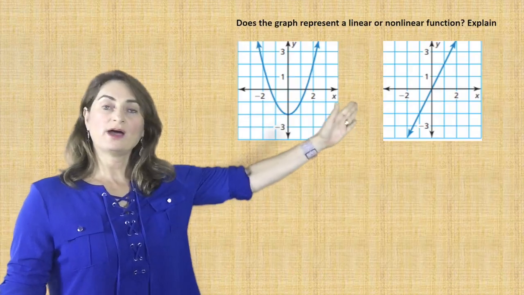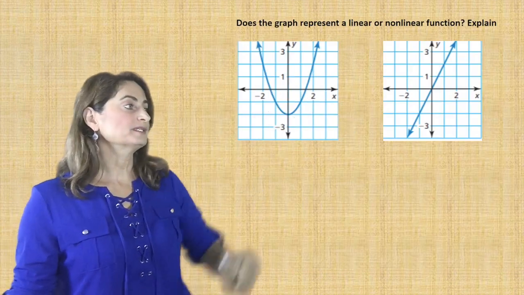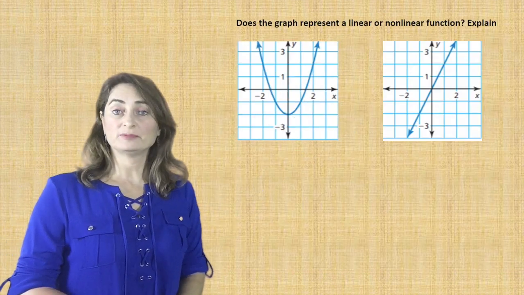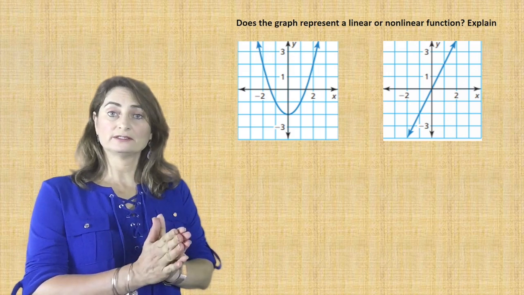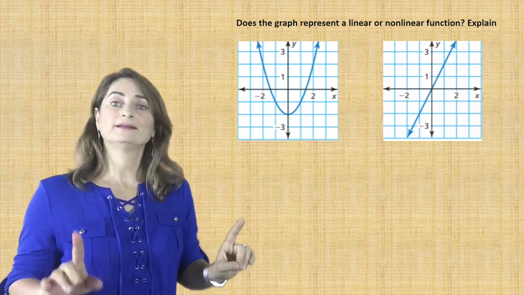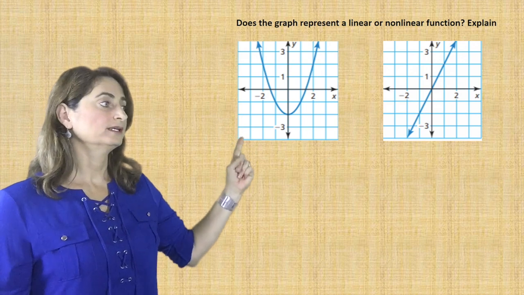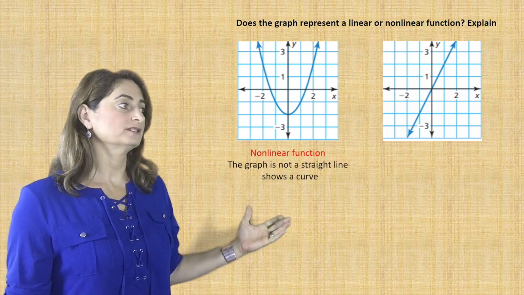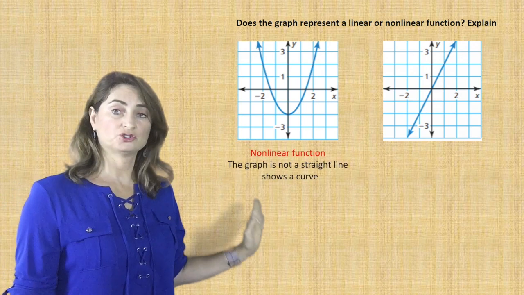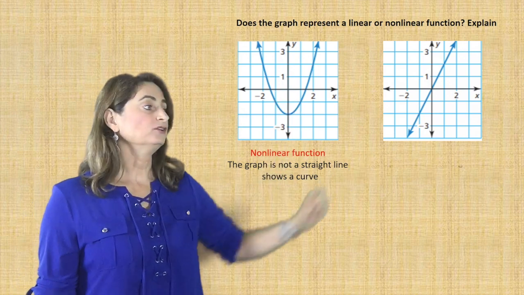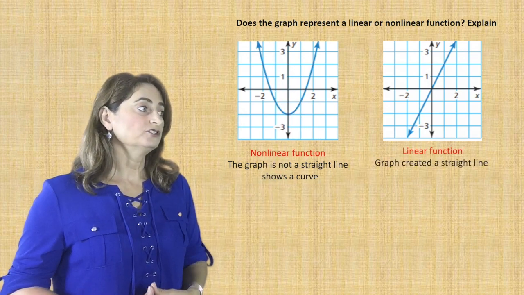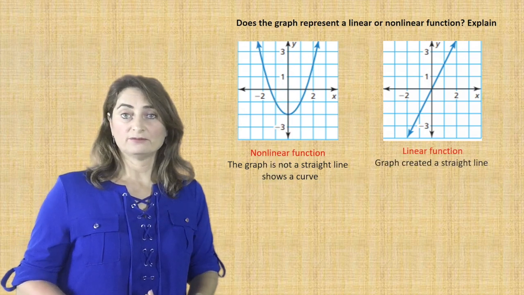Now look at those two graphs. Does the graph represent a linear or nonlinear function? Explain. Remember, if it makes a straight line, it's linear. If it doesn't make a straight line, it's nonlinear. So the first one is a nonlinear function. The graph is not a straight line. It shows a curve. The second one is a linear function. The graph created a straight line.